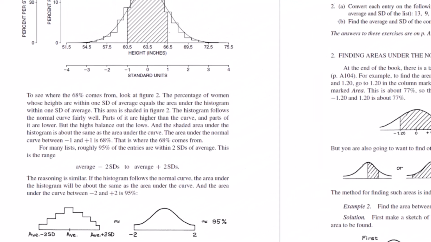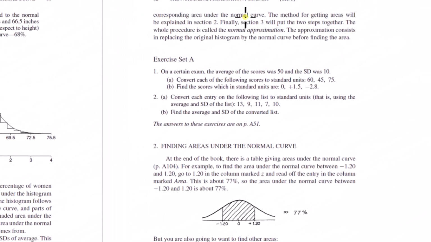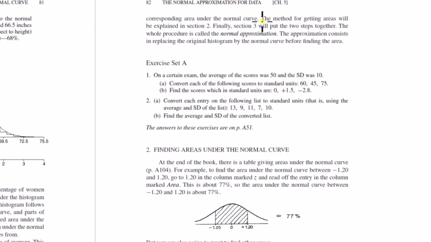Second, find the corresponding area under the normal curve in that interval, that standard unit interval. And then there you go. That's going to be your estimate for the percentage of data points in that interval. The method for getting areas will be explained in Section 2. Finally, Section 3 will put the 2 steps together. The whole procedure is called the normal approximation. The approximation consists in replacing the original histogram by the normal curve before finding the area.